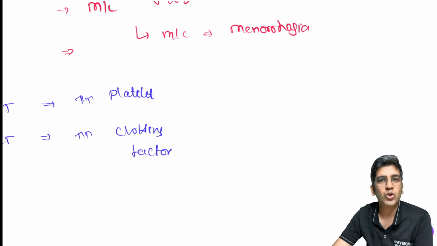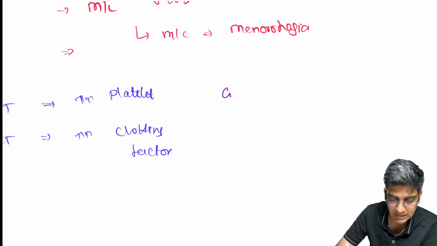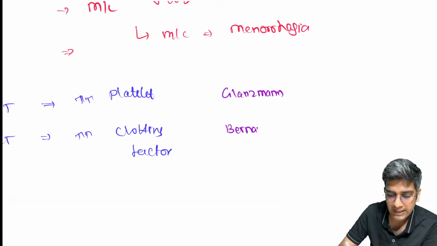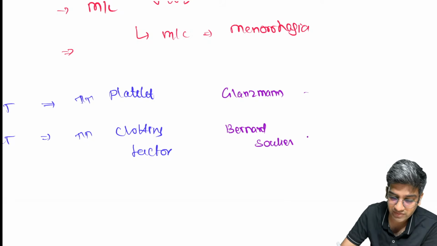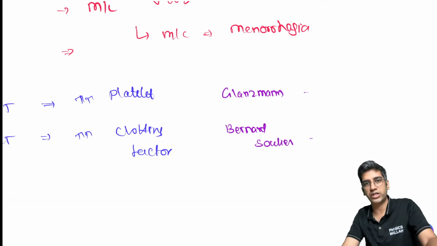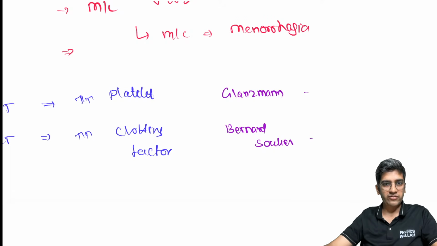Okay. So there are two platelet function disorders which you know. One is Glanzmann thrombasthenia. The other is Bernard-Soulier syndrome. I want you to tell me what the defect is in Glanzmann thrombasthenia and what the defect is in Bernard-Soulier. There should be some mutation, right? What's the defect in Glanzmann and what's the defect in Bernard-Soulier syndrome? Anyone?